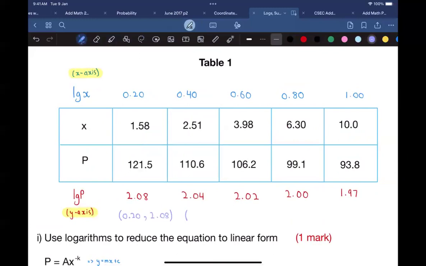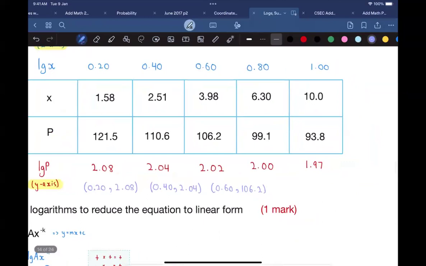So what's the next point, Kira? The next point will be 0.40 and 2.04. What's the other point, Nicholas? 0.60 and 2.02. By the way, everybody had graph paper lined up.